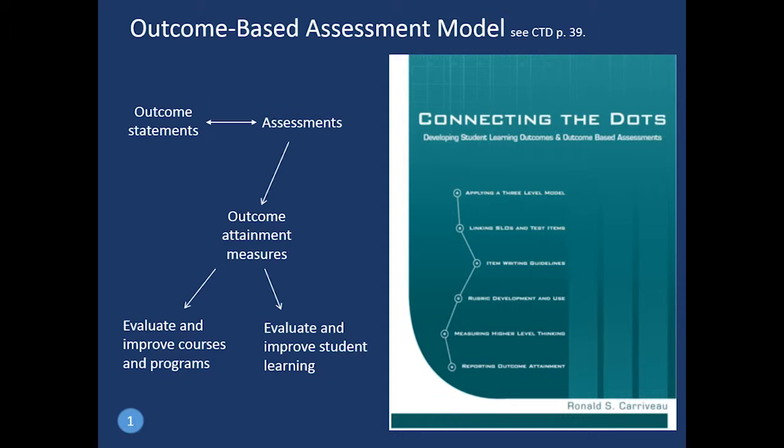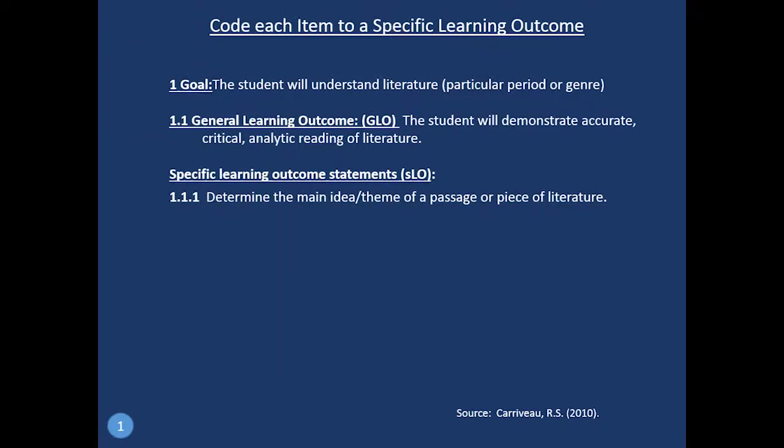In terms of the cycle here, you'll see that outcome statements need to be written and understood, and then there need to be assessments, and then there needs to be an evaluation and an improvement. It's the old cycle, and that's why we have outcome attainment measures. And so we've talked to you about a very specific coding structure, a 3-level model for how you begin to get at this within the course itself.